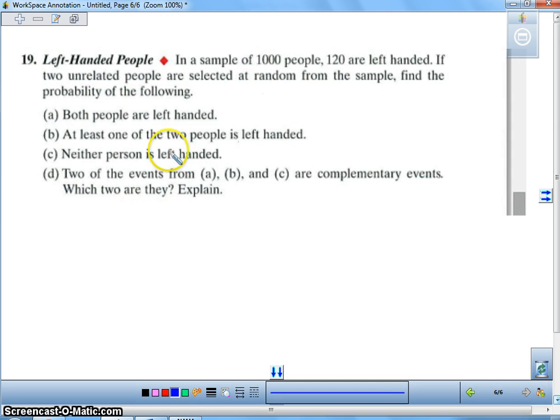Last example. In a sample of 1,000 people, 120 are left-handed. 2 unrelated people are selected at random from the sample. Find the probability of all of these things. Now, some of these are going to review our AND rule. Remember, the probability of A and B is the probability of A times the probability of B given A. These are not going to be independent events, because once we choose one person, we're not going to put them back into the pool of people to choose them again.